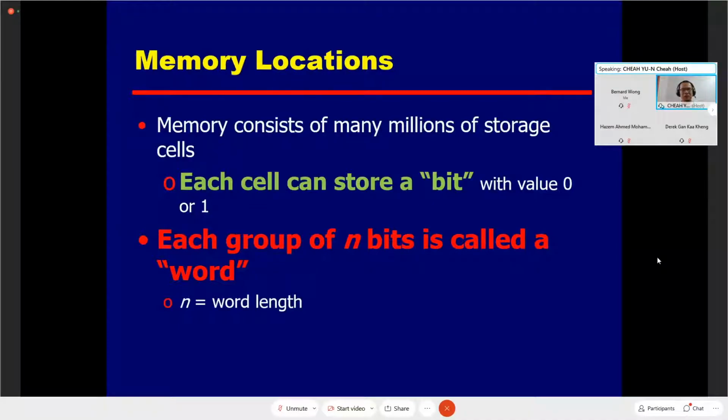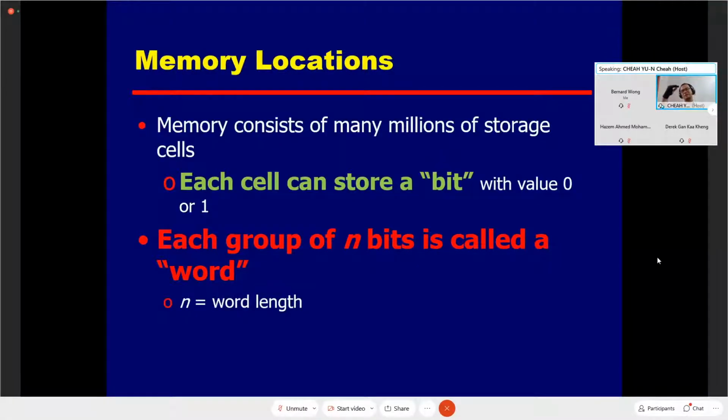Imagine this is your hard disk, and of course the hard disk stores all your data. All of your data are stored as bits. Each one or each zero is called a bit, and then a group of n bits is called a word. Not a byte yet. We're not talking about bytes. We're talking about a word.